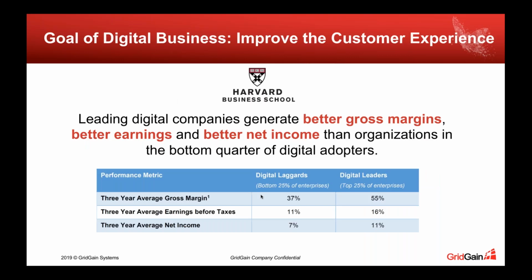Just to point out one of the studies, Harvard Business School did a study where they compared the top 25% of enterprises, who they rated as digital leaders, and they had various ways of rating them, versus the digital laggards. There was about a 50% difference in profitability, in gross margin, and in what they call EBITDA, which is earnings before interest, taxes, depreciation and amortization, and net income after taxes.